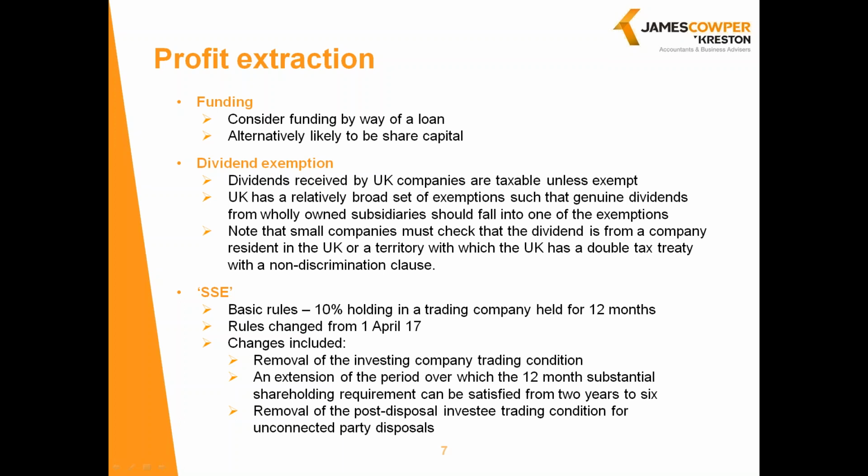Care does need to be taken as there are slightly different rules for small companies compared to large. A company is small if in an accounting period it has fewer than 50 employees and an annual turnover or a total balance sheet not exceeding 10 million euros. So dividends received by a small company will be exempt if, at the time the dividend is received, the payer is resident only in a qualifying territory. A qualifying territory for these purposes is defined as a jurisdiction with which the UK has a double tax treaty containing what's called a non-discrimination article.